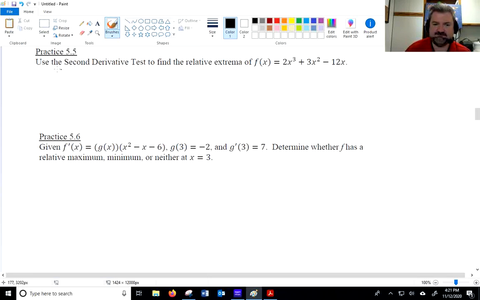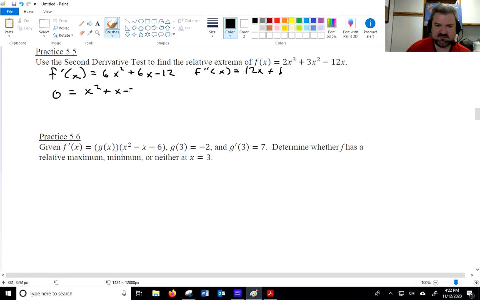Pause the video and do it. Okay, let's see how you did. f prime of x is equal to 6x squared plus 6x minus 12. f double prime then would be equal to 12x plus 6. f prime is equal to 0, and I can factor this, but first I'm just going to divide it by 6. That's going to make things a lot easier. And to get it, the factors are x plus 2 and x minus 1. So we know x equals negative 2 and x equals 1 are critical numbers.